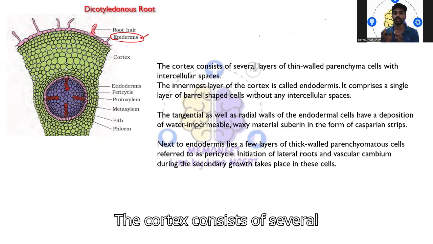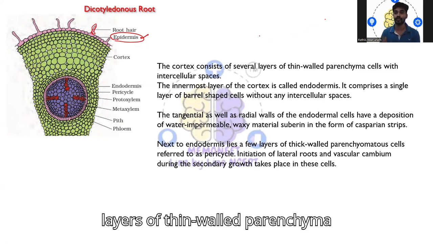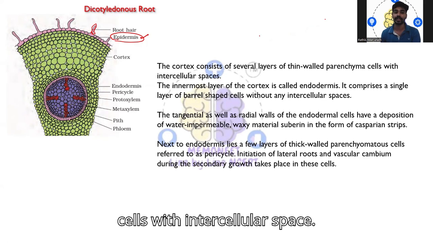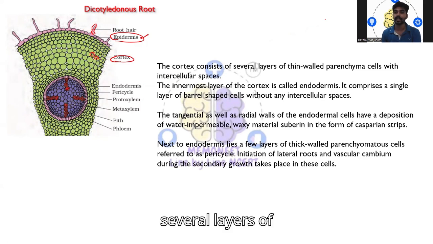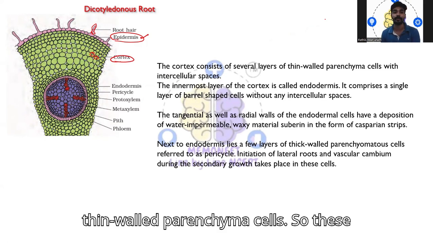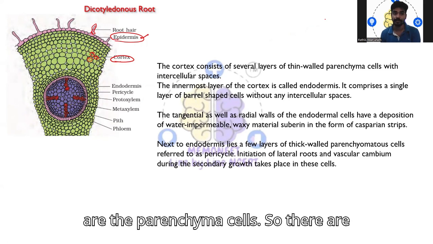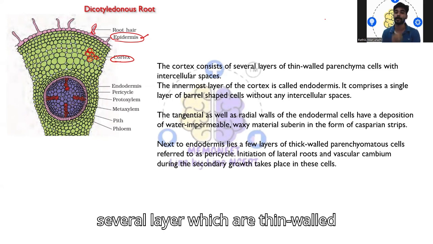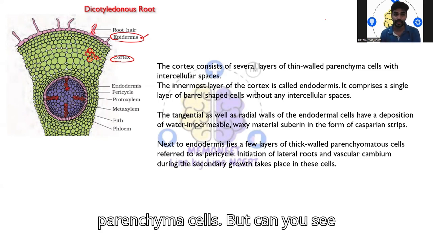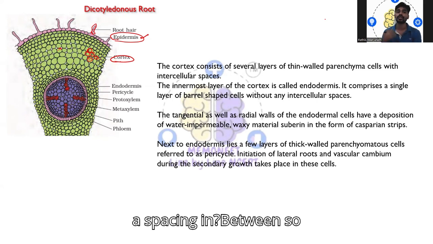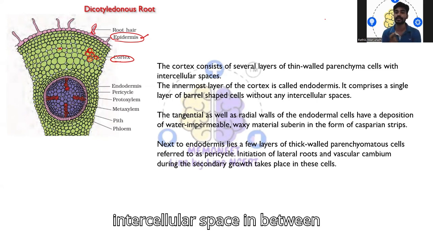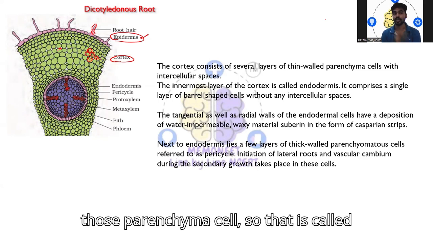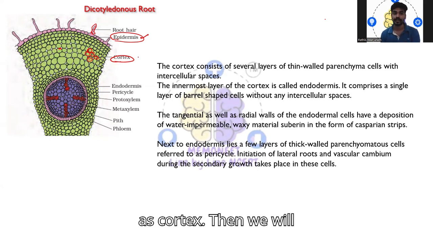Then the cortex consists of several layers of thin-walled parenchyma cells with intercellular space. So this is the cortex here. You can see there are several layers of thin-walled parenchyma cells, with a spacing in between. So intercellular space in between those parenchyma cells. That is called the cortex.